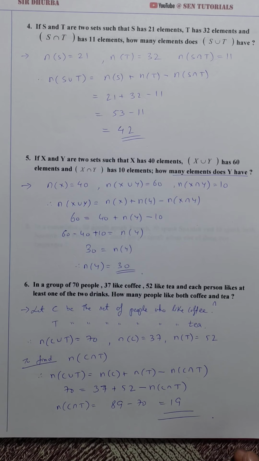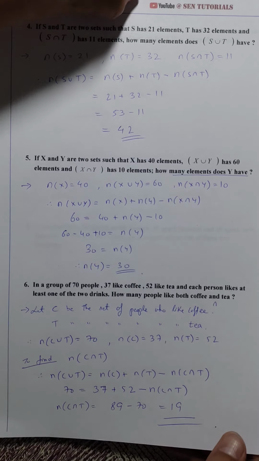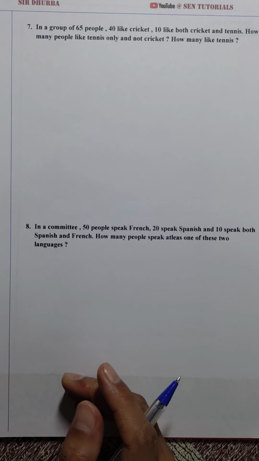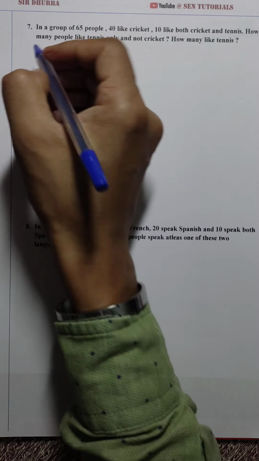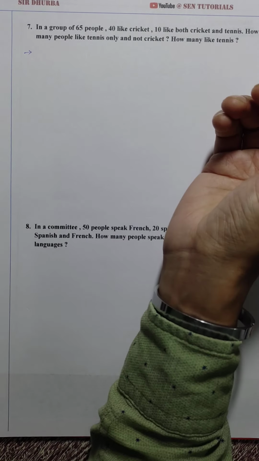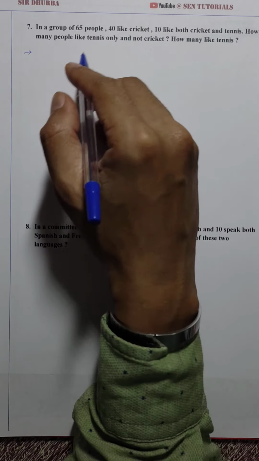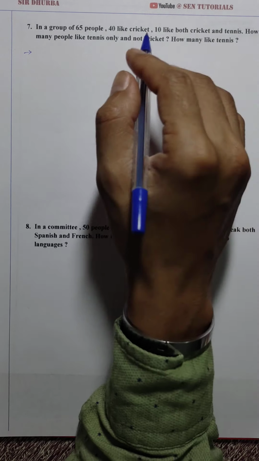All right, let's move to question number 7. Almost finished, a simple, small exercise. Again, in a group of 65 people, 40 like cricket, 10 like both cricket and tennis. How many people like tennis only, not cricket? How many like tennis? We have two sets here, tennis and cricket.